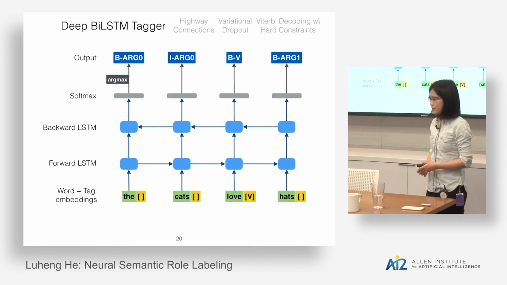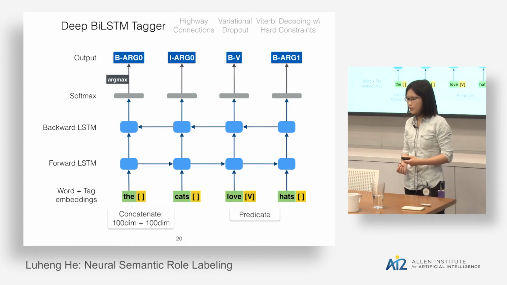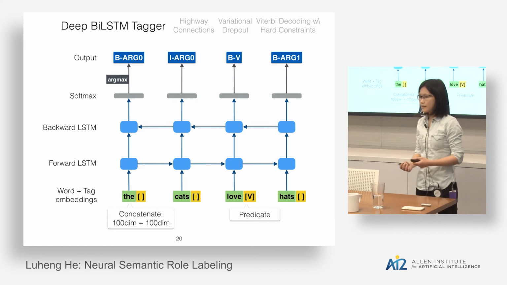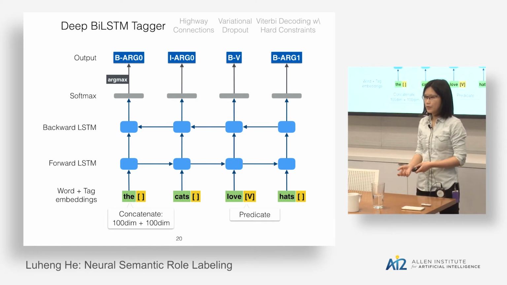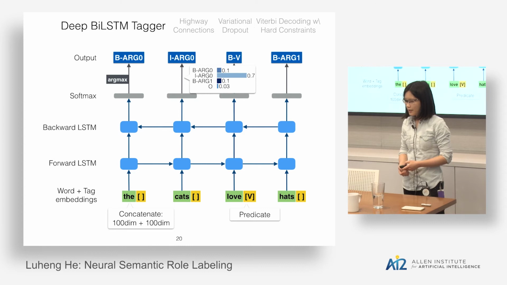So here's the cartoon version of the BiLSTM tagger. The bottom layer is the input, which contains the word sequence and the tag sequence. The tag is a binary tag, which indicates whether the current word is a predicate or not. They are embedded into 100-dimensional embeddings each and concatenated to feed into a forward LSTM that reads input from left to right and a backward LSTM that reads input from right to left. The output is projected into a softmax layer, and the final output tag is the one with the highest softmax score. So this is basically how the tagger works.